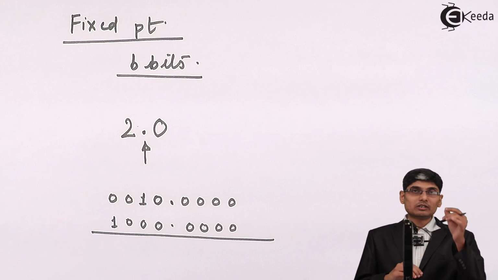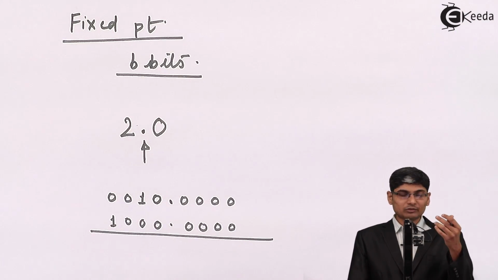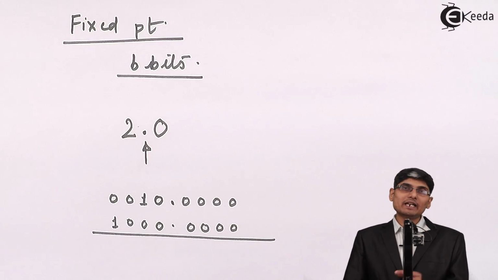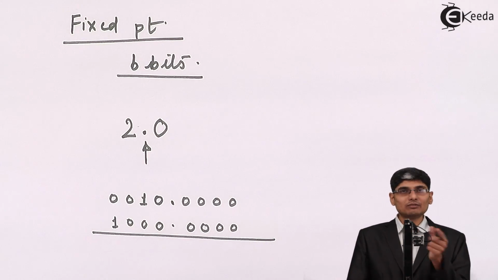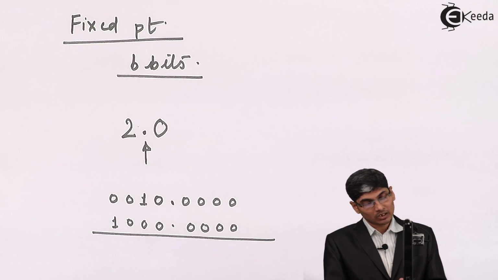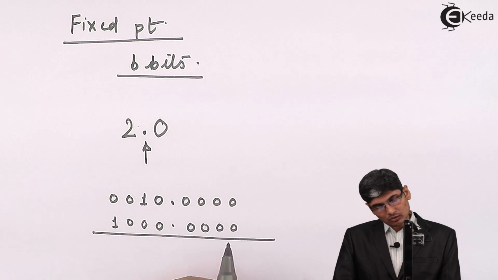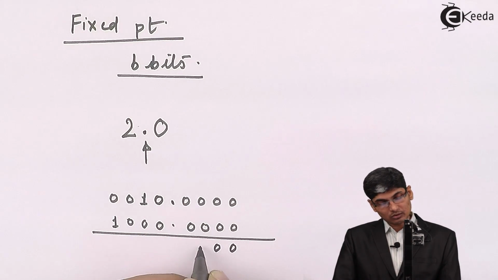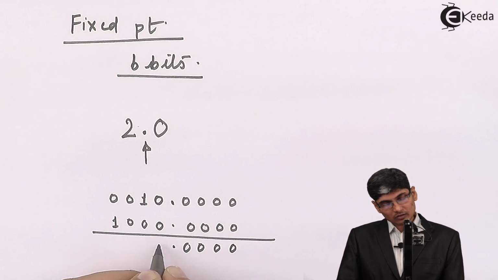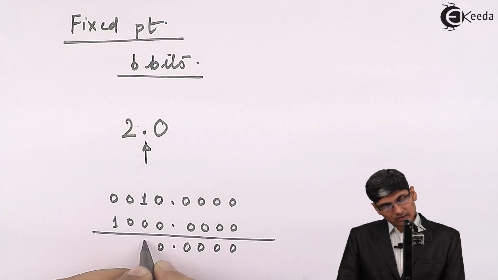Okay, so if I am using fixed point and all registers are 8 bits, then there is no question of aligning the point, because the point will get aligned automatically, since after 4 bits my number is considered to be the fractional part. Okay, so here it is 0000 point 0101.